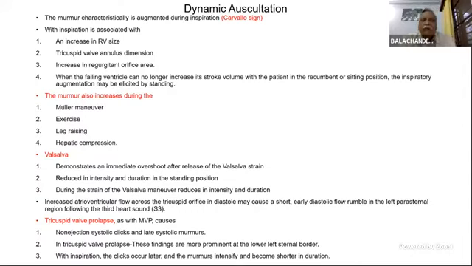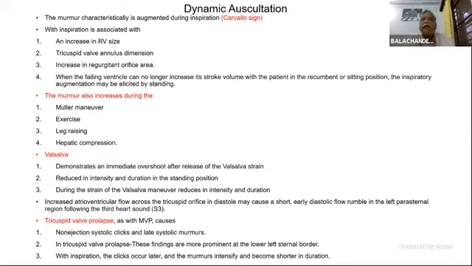The relation of this murmur to Valsalva is that it demonstrates an immediate overshoot after the release of the Valsalva strain. There is a reduction in intensity and duration in the standing position. During the strain of the Valsalva maneuver, the murmur reduces in intensity, but overshoot occurs very quickly, as opposed to left-sided murmurs, which take a little time to augment.